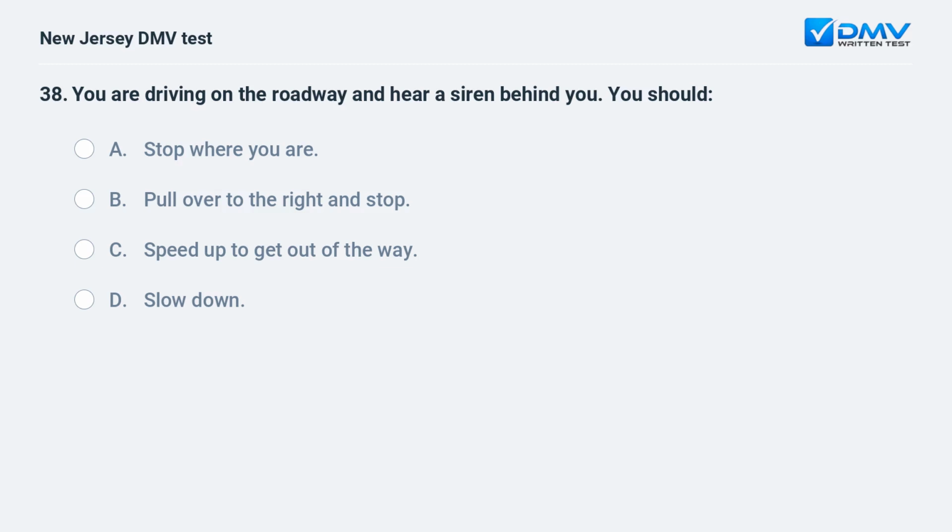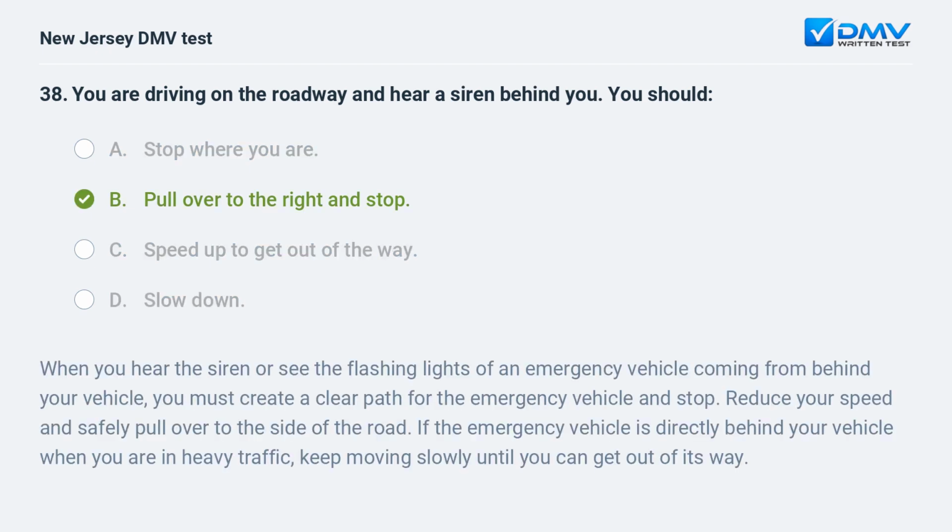You are driving on the roadway and hear a siren behind you. You should: A. Stop where you are. B. Pull over to the right and stop. C. Speed up to get out of the way. D. Slow down. B. Pull over to the right and stop. When you hear the siren or see the flashing lights of an emergency vehicle coming from behind your vehicle, you must create a clear path for the emergency vehicle and stop. Reduce your speed and safely pull over to the side of the road. If the emergency vehicle is directly behind your vehicle when you are in heavy traffic, keep moving slowly until you can get out of its way.